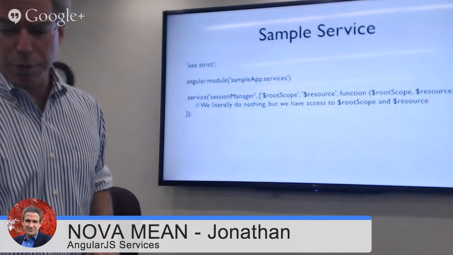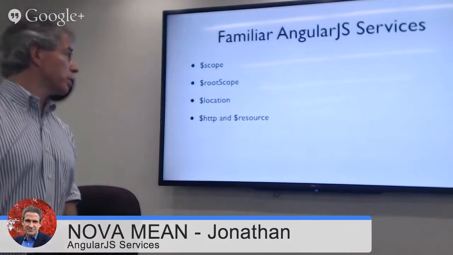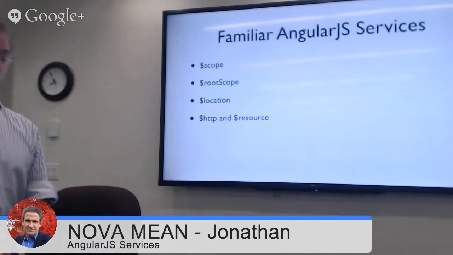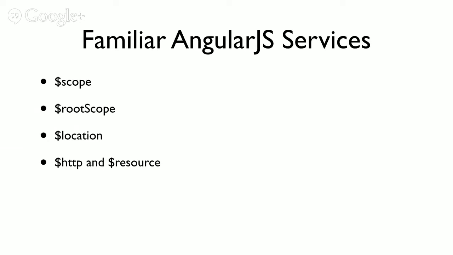So we're actually already familiar with a whole bunch of AngularJS services. Those are services. $scope, we all use that. $rootScope, $location, $http, $resource, they're all services. Everybody familiar with the Angular naming convention? Things that come with Angular get a dollar sign in front of them. If it's not shipping with Angular, it doesn't. So that's one thing to remember as we build up services.